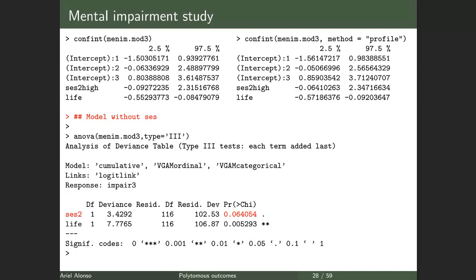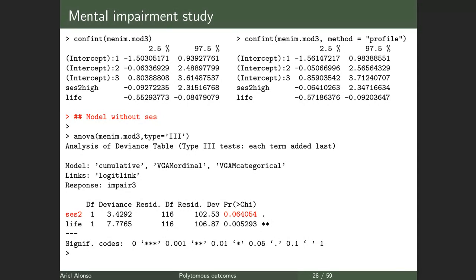Somebody asked, what is the interpretation of the alpha j's? Again, the alpha j's are like the intercepts. You know that you need to be careful with the interpretation of the intercept, but you can interpret the alphas in terms of the cutoff points.